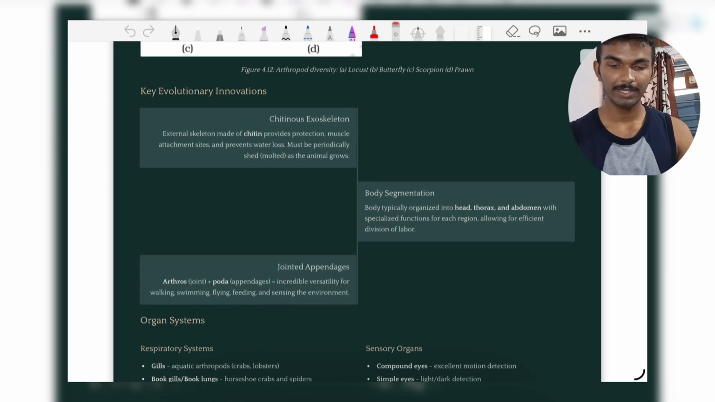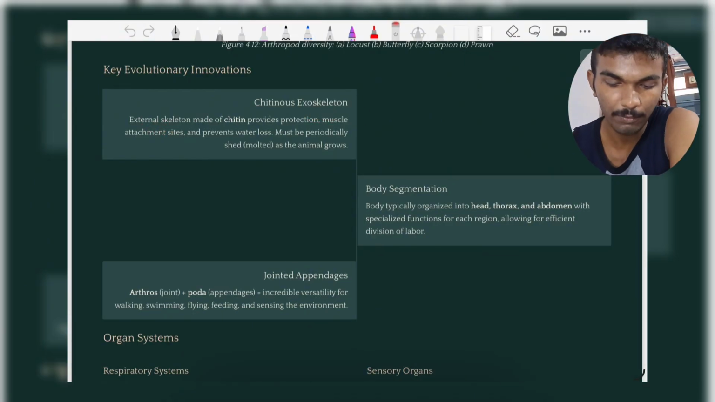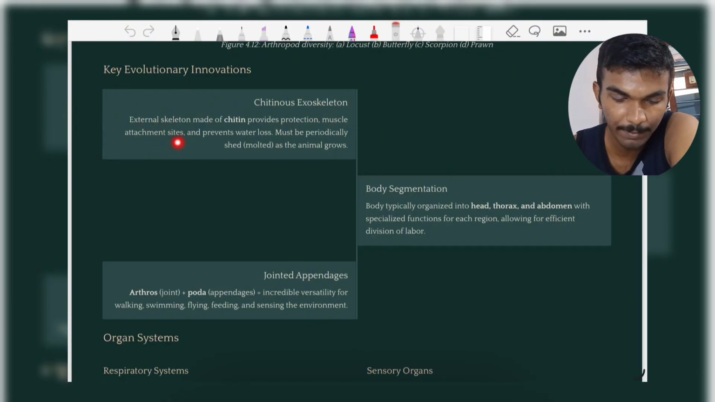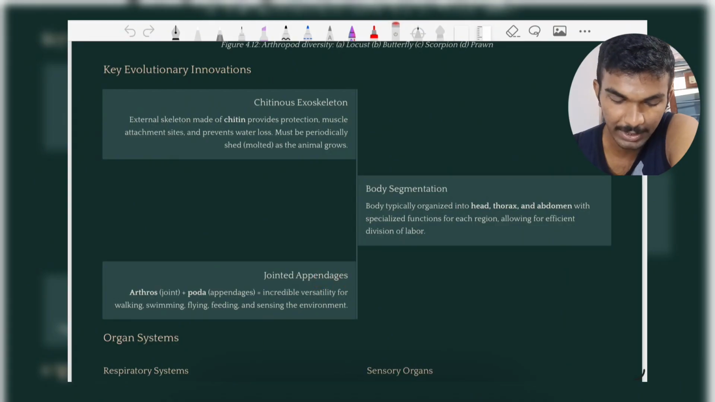Key evolutionary innovations. Chitinous exoskeleton, an external skeleton made of chitin, provides protection, muscle attachment sites, and prevents water loss. It must be periodically shed, molted, as the animal grows. Body segmentation. Body typically organized into head, thorax, and abdomen, with specialized function for each region, allowing for efficient division of labor. Jointed appendages. Arthros means joint, poda means appendages. Incredible versatility for walking, swimming, flying, feeding, and sensing the environment.